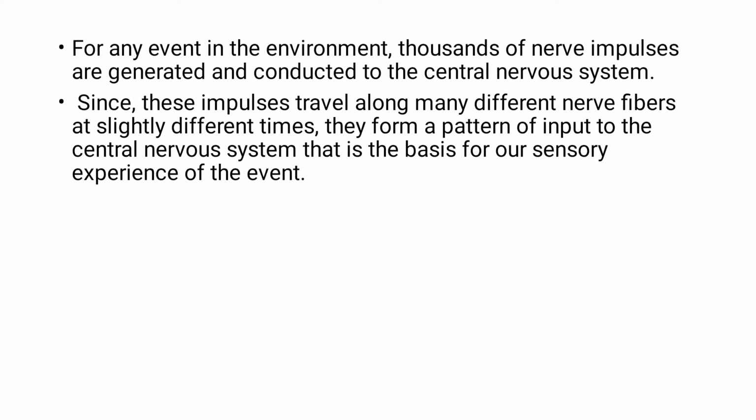So for any event in the environment, thousands of nerve impulses will be generated and will act on the nervous system. These impulses travel along many different nerve fibers so that the sensory experience of the event takes place. So there are many nerve impulses acting to produce a sensory experience of an event.